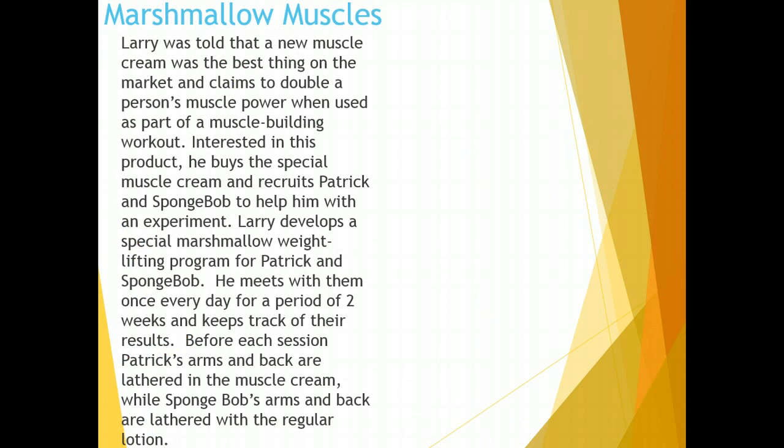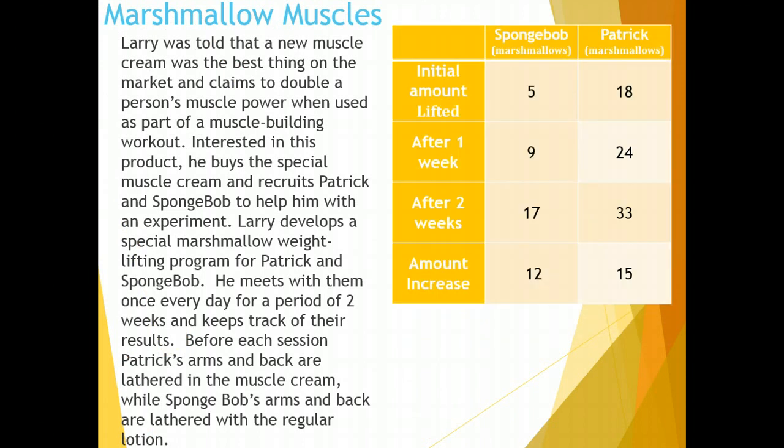This example is called Marshmallow Mussels. You can see for this example that Larry, who is doing the testing, has provided us with a data table of results. This says that Larry was told that a new muscle cream was the best thing on the market and claims to double a person's muscle power when used as part of a muscle building workout. Interested in this product, he buys a special muscle cream and recruits Patrick and SpongeBob to help him with an experiment. So you can see we have 2 groups being set up.